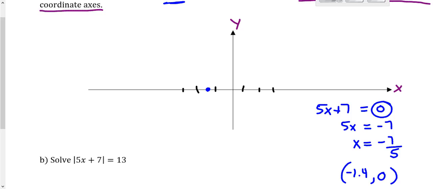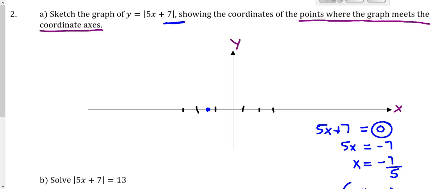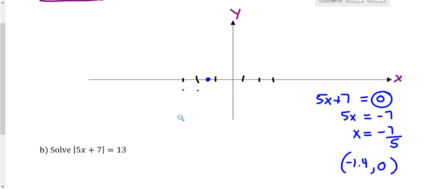Okay. Next thing, we need points on either side. They didn't give us a boundary of where to look. We're kind of looking forever. So I would just plug in either the next number or the number after that. Don't want to get too big, but if this is negative 1 and this is negative 2, I'll plug in negative 2.